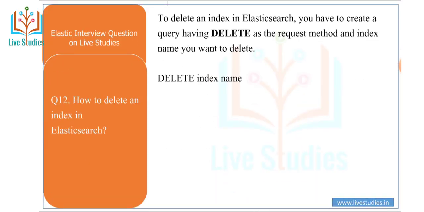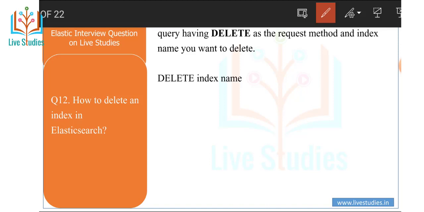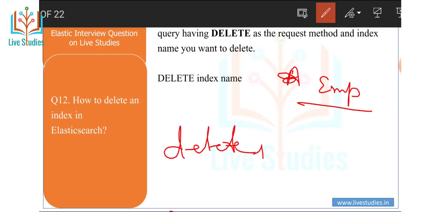Another question is, how to delete an index in Elasticsearch? It's simple. You can use the query DELETE index name. To delete an index in Elasticsearch, you create a query with DELETE as the request method and the name of the index you want to delete. Suppose the index you want to delete is employee details, named emp. So simply you can write DELETE emp. That's it.